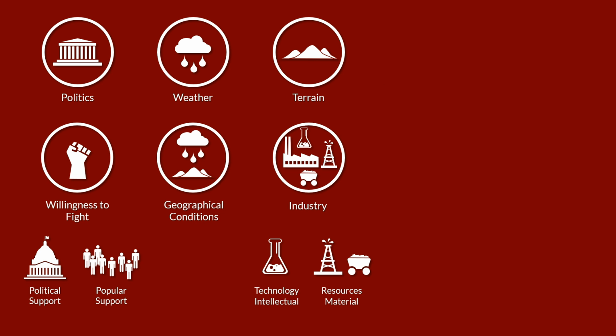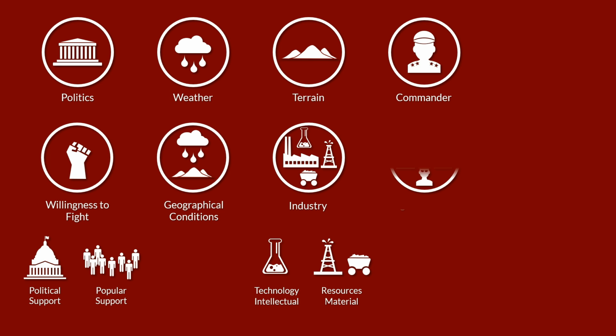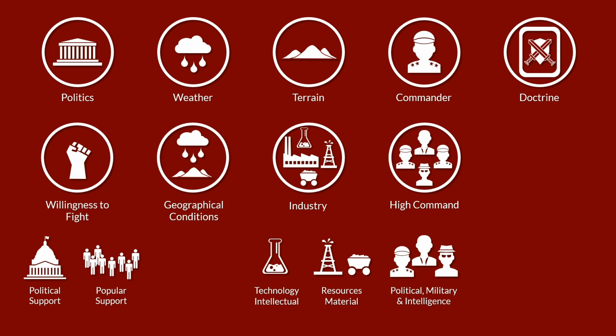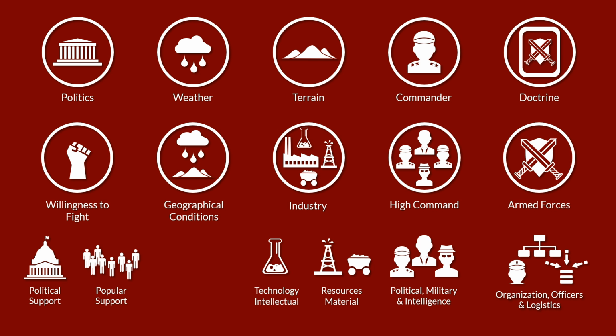The next factor was the commander. I would reform it into a bigger and more generic institution and call it the High Command, which is both the military and political leadership, and also includes the military intelligence apparatus. The final factor, doctrine, I would rename into armed forces, although the sub-factors would be basically the same, with organizations, officers and logistics. Now let's look at a modern example where wrong estimates played a vital role.